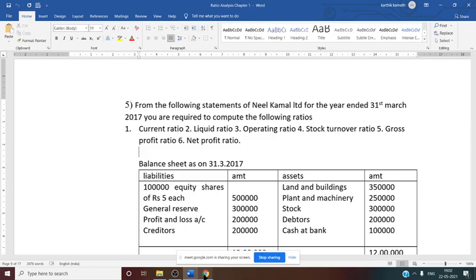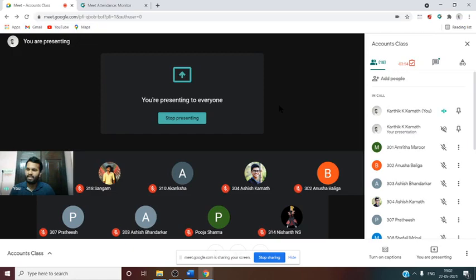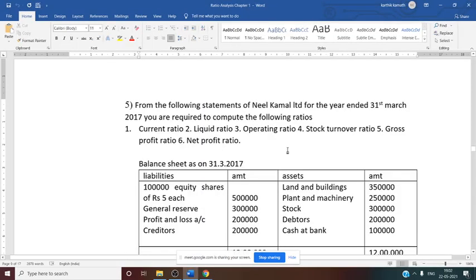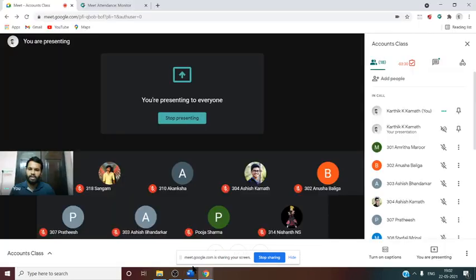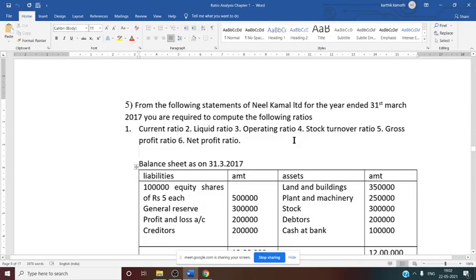Then operating expenses. What about operating expenses? Operating expenses is equal to administrative expenses plus selling and distribution expenses plus if there are any other expenses related to operating activity, that you have to consider under operating expenses. Then how to get the average stock? Average stock is very simple, that is opening stock plus closing stock divided by 2. You will get this average stock.